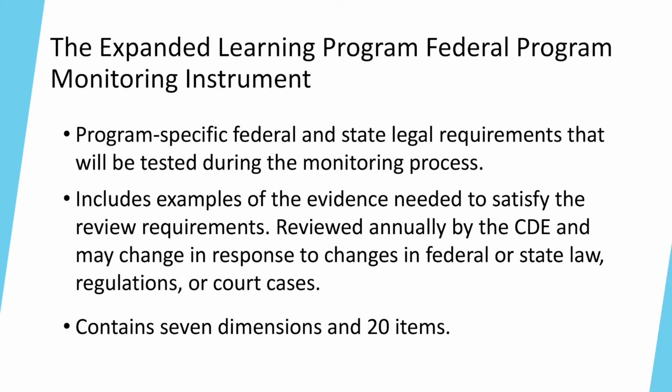The EXLP FPM instrument contains program-specific federal and state legal requirements that will be tested during the monitoring process. It contains 7 dimensions and 20 items, which we will review later in this video. The instrument also includes examples of evidence needed to satisfy the review requirements and demonstrates compliance. It is developed and reviewed by the CDE on an annual basis and may change from year to year to respond to changes in federal and state law, regulations, and court cases. It is important for grantees to become familiar with the instrument for reporting purposes.